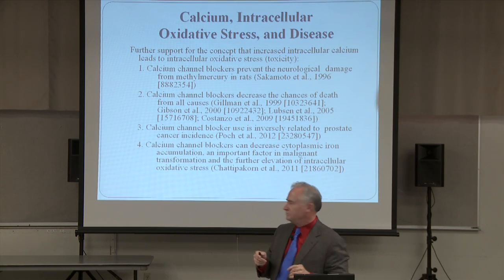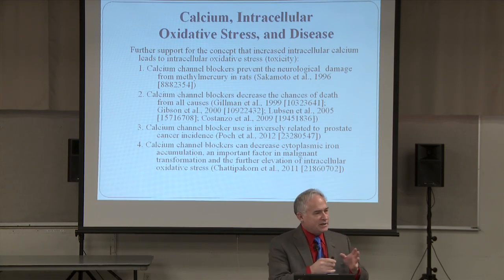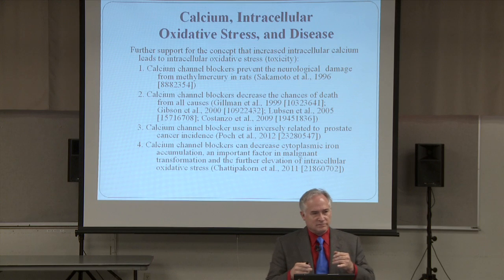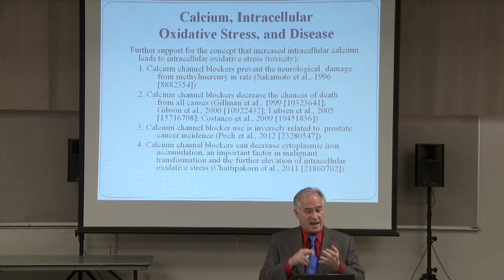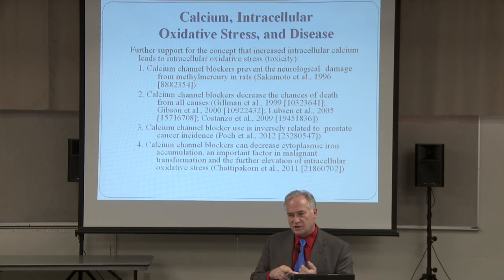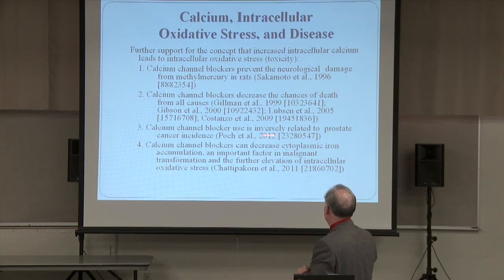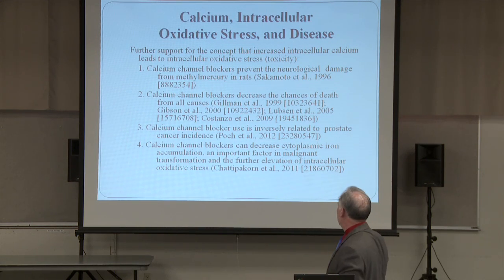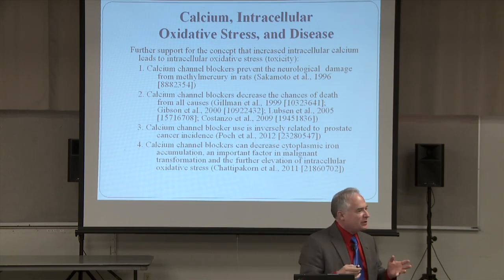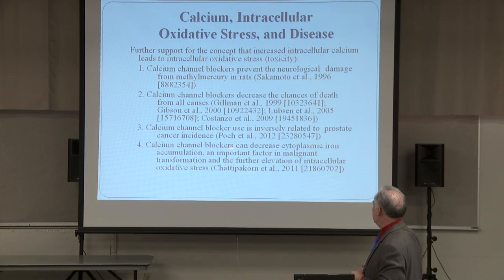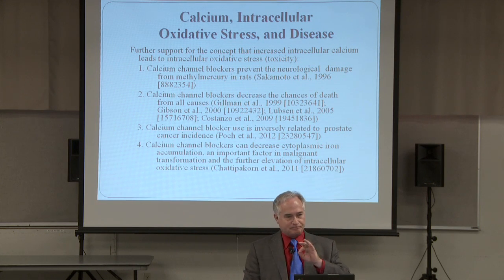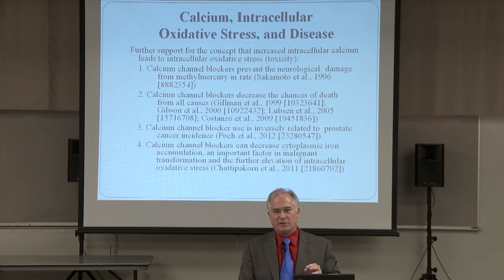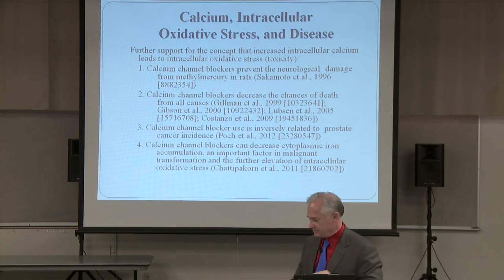So I pose the question to you. If something decreases your chance of death from everything, it means it's positively impacting really all the cells in your body, and that increased calcium has to be part of the pathology. Here's another one. Calcium channel blocker use is inversely related to prostate cancer incidence. And also, I told you how it played such a role in causing increased malignant transformation in cells. Well, look at this. Calcium channel blockers also decrease iron accumulation. And believe me, you also cannot have a cancer cell without a substantial increase in iron inside the cytoplasm.